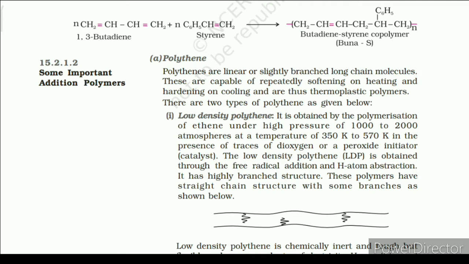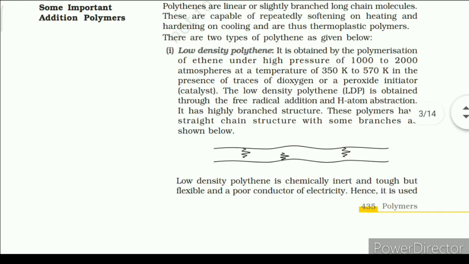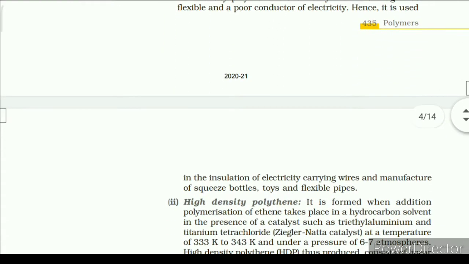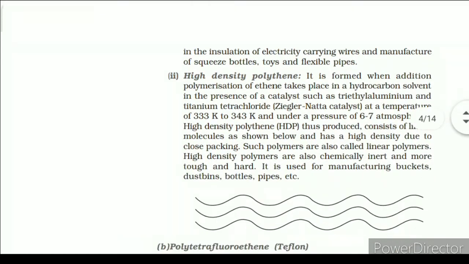It has highly branched structure. These polymers have straight chain structure with some branches as shown below. Low density polythene is chemically inert, but not flexible, and a poor conductor of electricity. Hence, it is used in insulation of electricity carrying wires and manufacture of squeeze bottles, toys and flexible pipes.